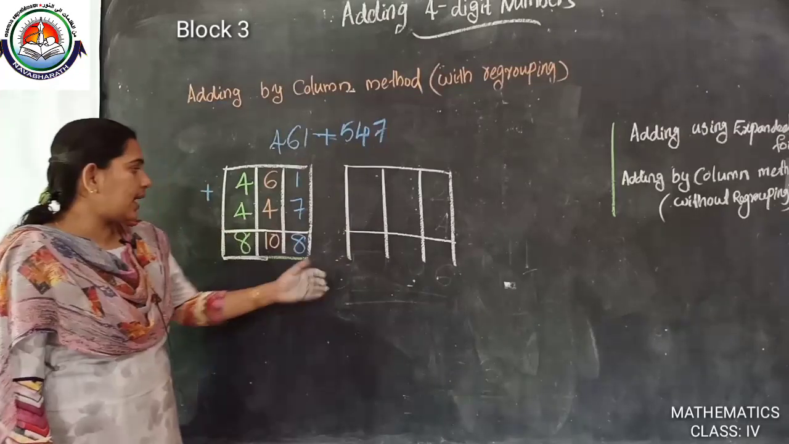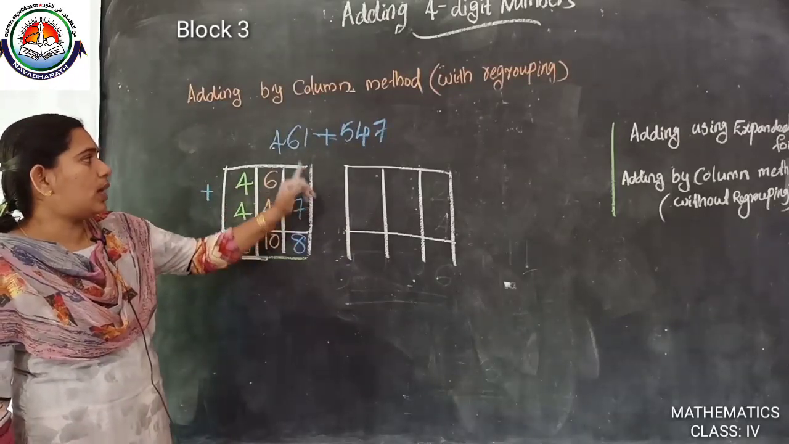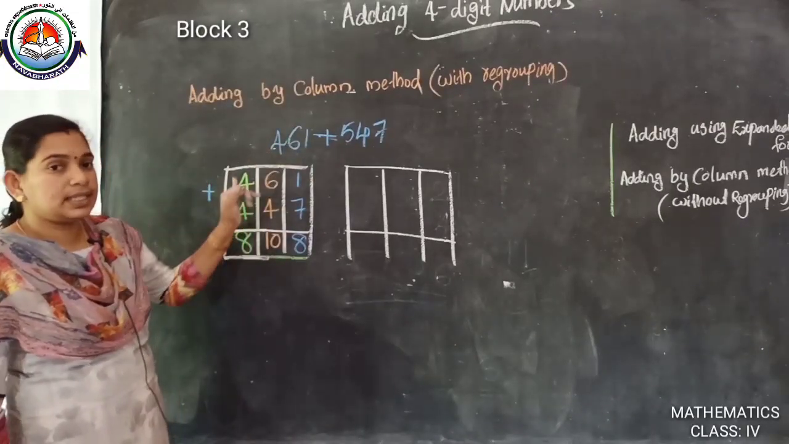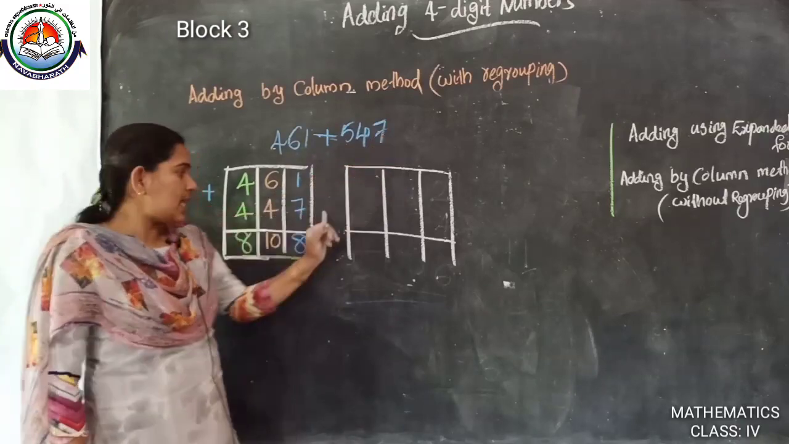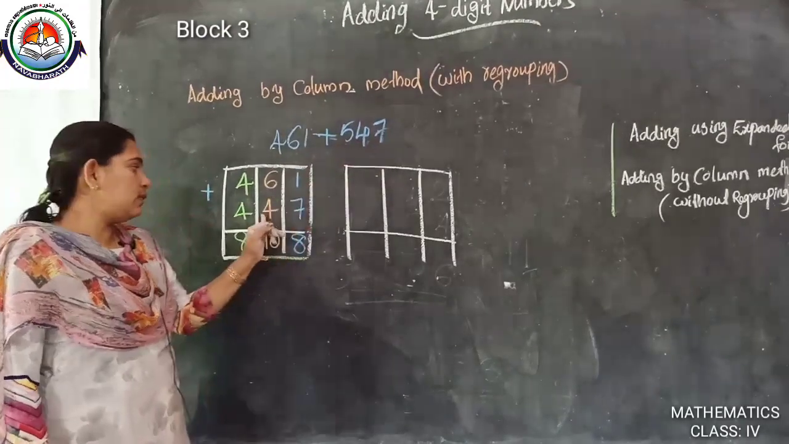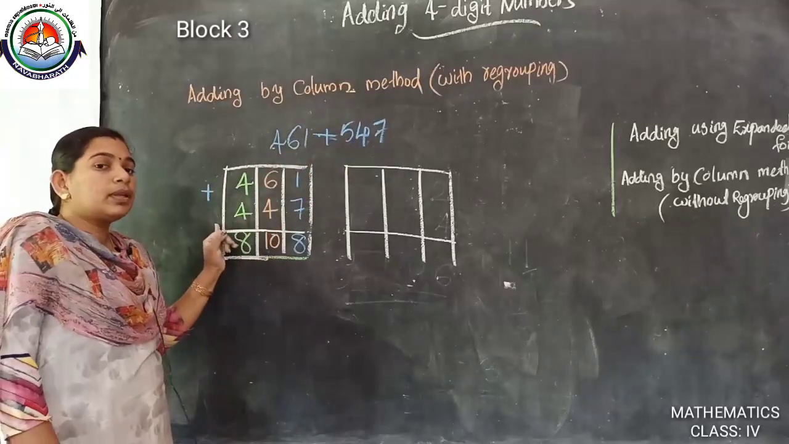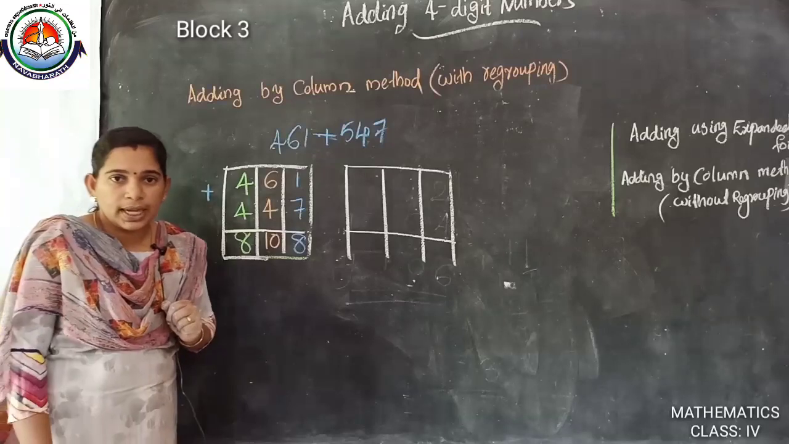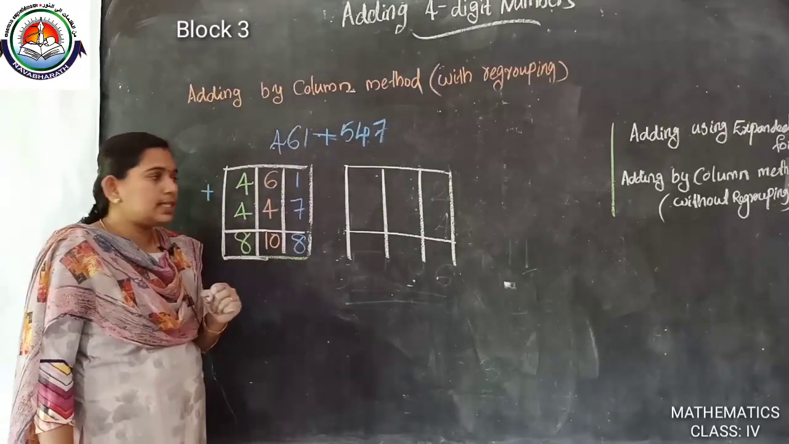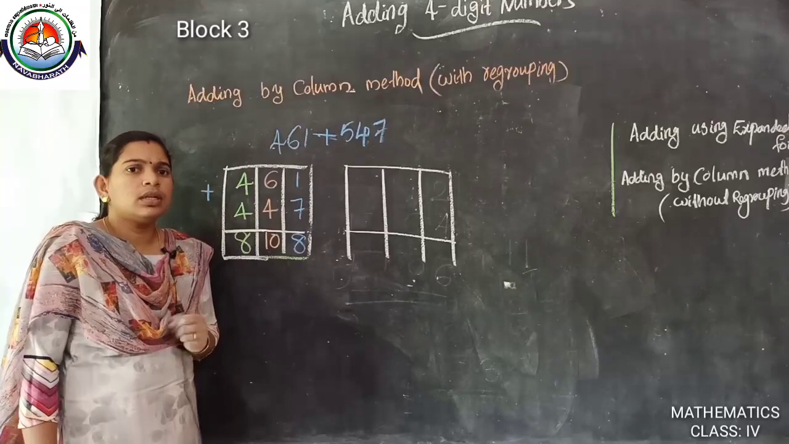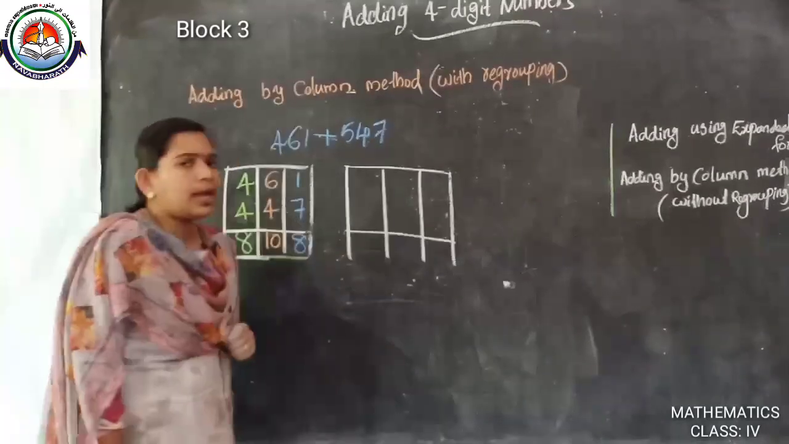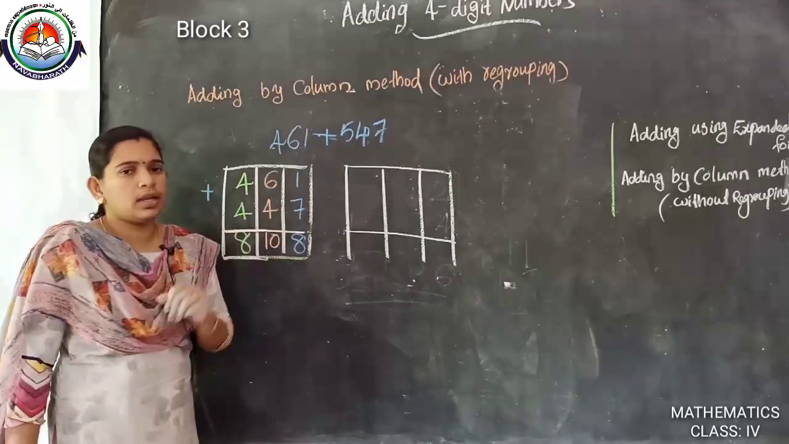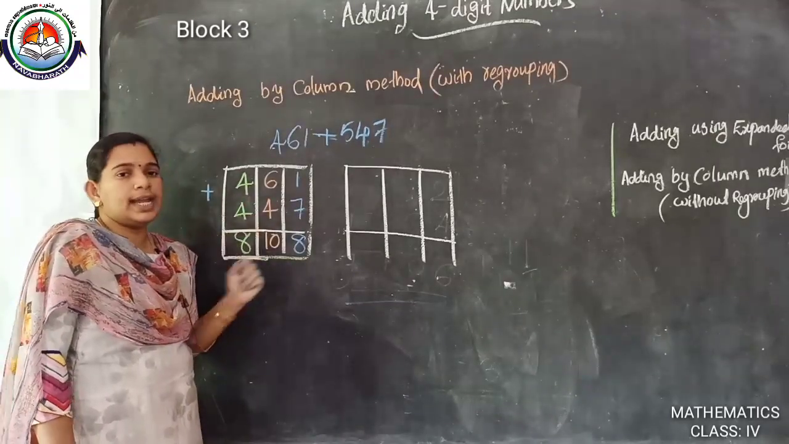She is adding like this: 4, 6, 1. Ones place is 1, tens place is 6, hundreds place is 4. Ones place is 7, tens place is 4, and hundreds place is 5. But she unknowingly wrote this 4 here. Okay. Then she is adding these digits. 1 plus 7, 8. She writes 8 here. Then 6 plus 4, 10. She writes 10 here. Then 4 plus 4, 8.